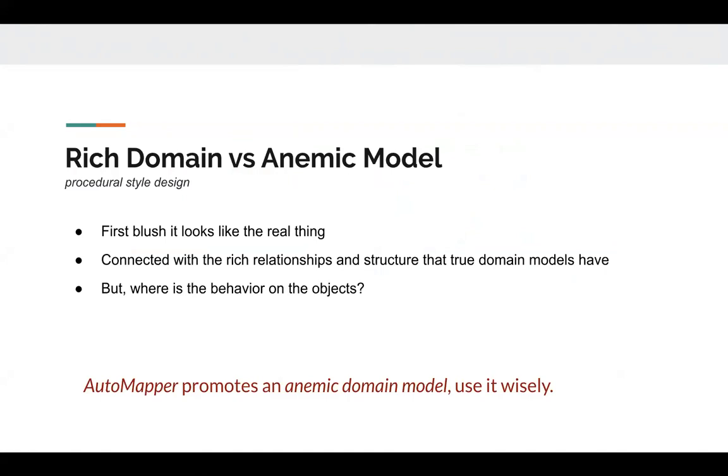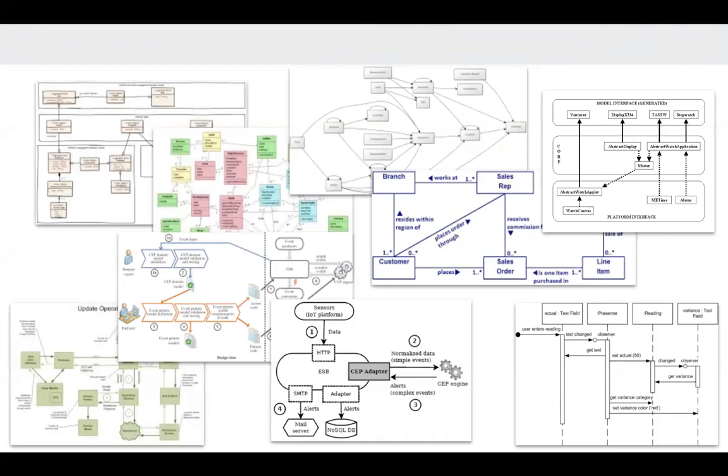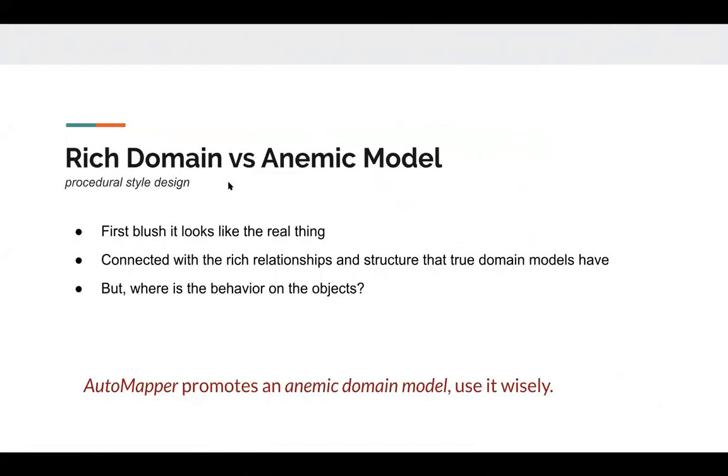So when you first look at an anemic model, anemic code base, you first think, hey, this is the real thing. It's a real rich domain model. It has rich relationships. It's structured correctly. It looks like, you know, I got my relationships, I got my values and attributes. I know what's related there, but there's something that's missing. And what's missing is behavior, business behavior. Okay.